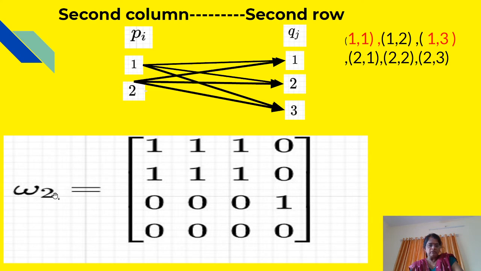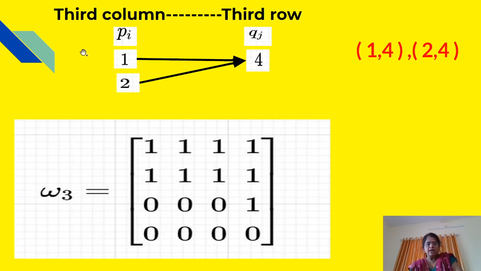Now when we write W3, all these ones will be there as they are in W3. Some more ones may be added. For that, we will consider the third column and third row of W2. In the third column, there are ones in the first and second positions. And in the third row, there is a one only in the fourth position. And therefore, we have Pi as 1, 2 and Qj as 4. And therefore, the 1, 4 pair will be created, and 2, 4, another pair, will be created.